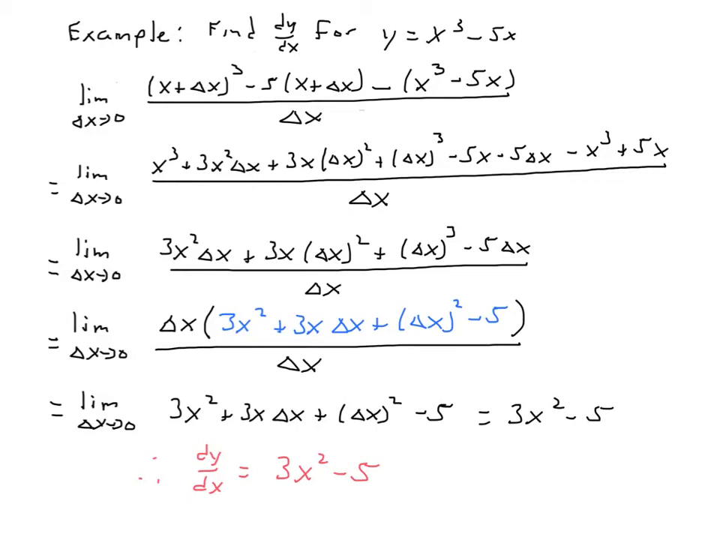Okay, welcome back, and let's go through from here. Right now, what I do know, when I look at this, you'll notice that I have an x cubed and a minus x cubed. So those x cubes do drop out. Another one, I have a minus 5x and a plus 5x. So those will drop out as well. And what I'm going to be left with then is 3x squared delta x plus 3x delta x squared plus delta x cubed minus 5 delta x, all over delta x.